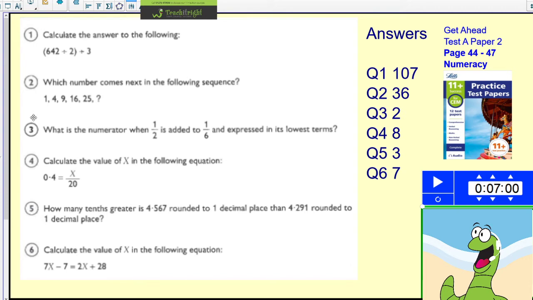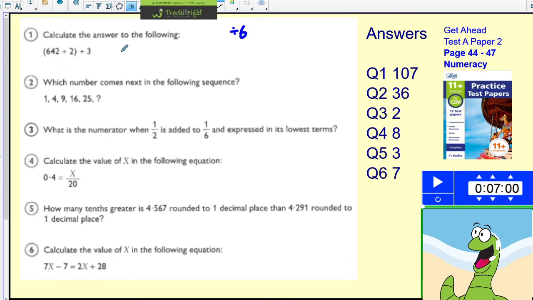Right, calculate the answer to the following. So this one straight away, it's just BIDMAS. So I have to do the division in the brackets first, and actually that's probably what I would want to do. Although, pro tip, dividing by 2 and dividing by 3 is the same as dividing by 6. And maybe we'll test that at the end. But I'm going to do it as laid out, because I think dividing by 2 is quite easy.